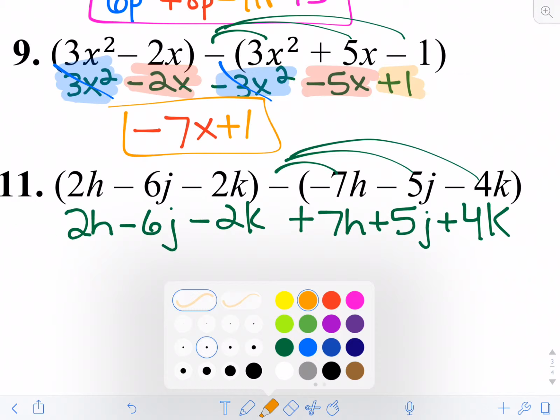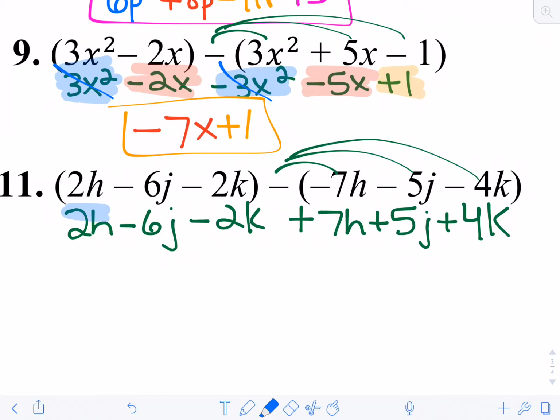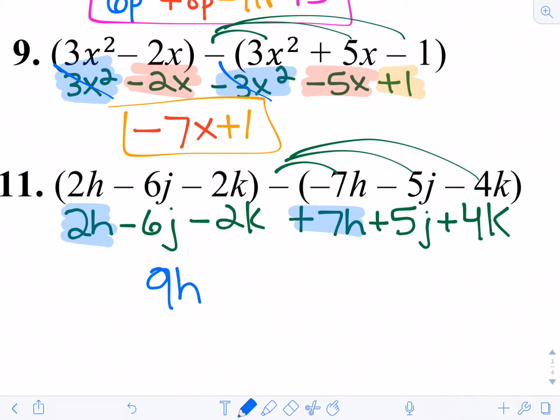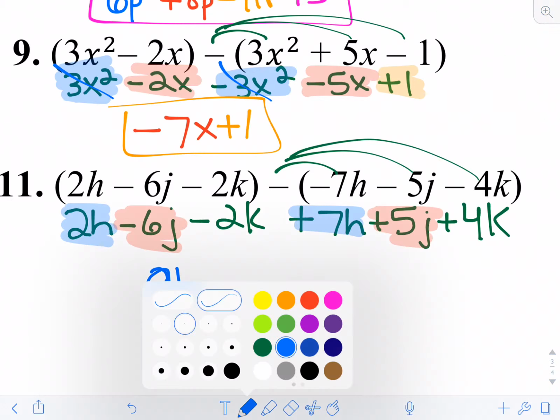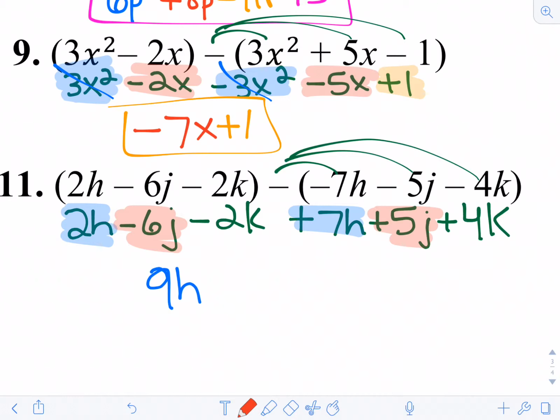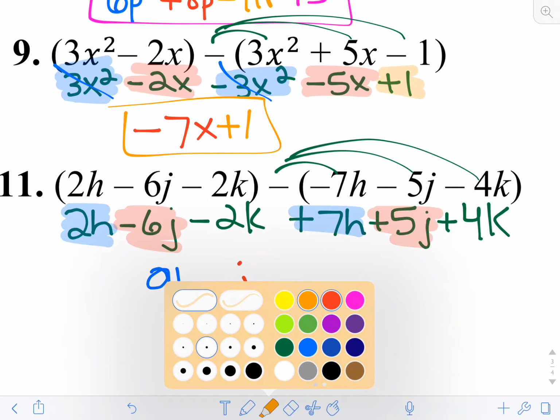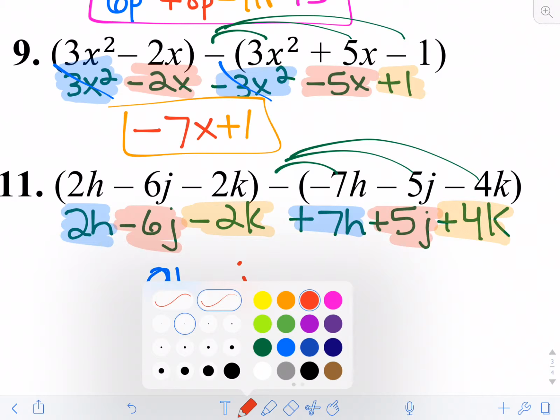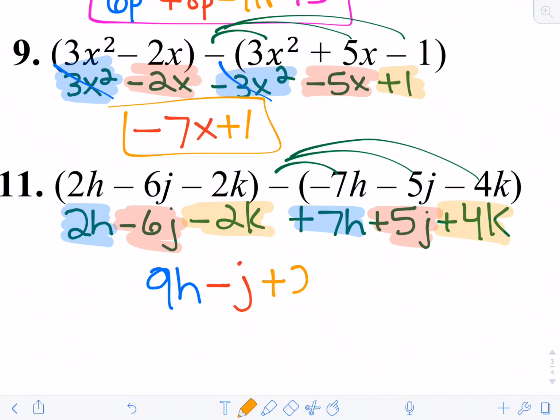Alright, and then we're going to go ahead, and it doesn't matter what letter you start with. I'll start with the h. I have 2 h's here, 7 of them here. 2 plus 7 is 9, so there's 9h. Then I have a negative 6j and a positive 5j, so negative 6 plus 5 will give me a negative 1, so negative j. And then I have a negative 2k and a positive 4k. Negative 2 plus 4 will give me 2, so plus 2k.